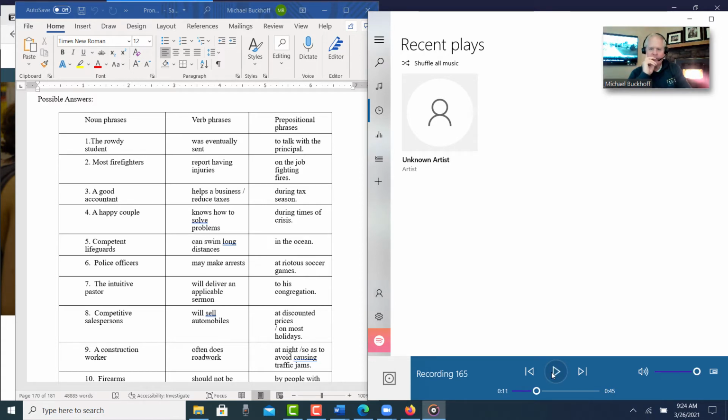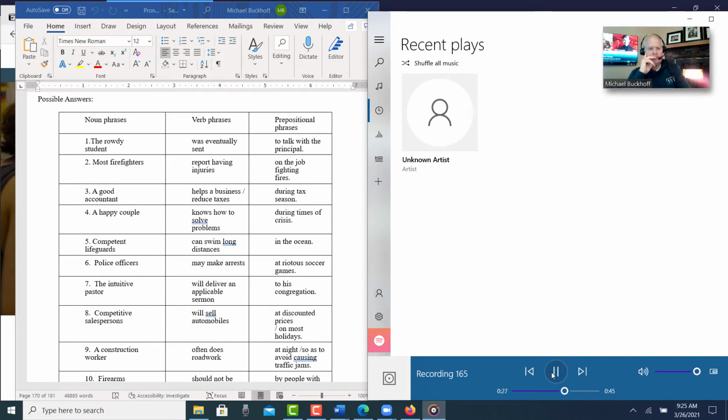Most firefighters report having injuries on the job fighting fires. A good accountant helps a business reduce taxes during tax season. So you're getting it in the middle. You're saying a good accountant. No, it's a good accountant.